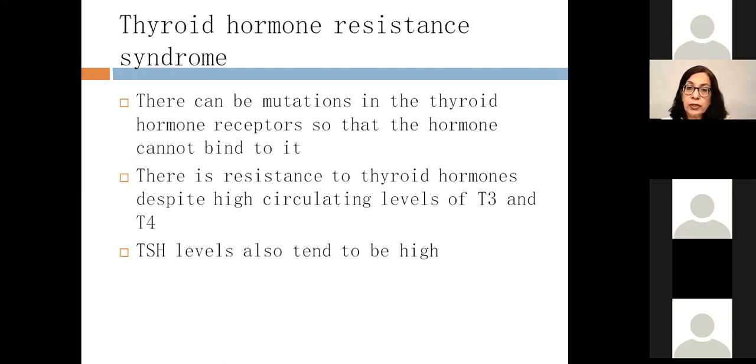So the T3, T4 may be raised, and in this case, TSH also tends to be high because the receptors are not working. So the pituitary keeps on stimulating the TSH also. So TSH is high and T3, T4 are also high.